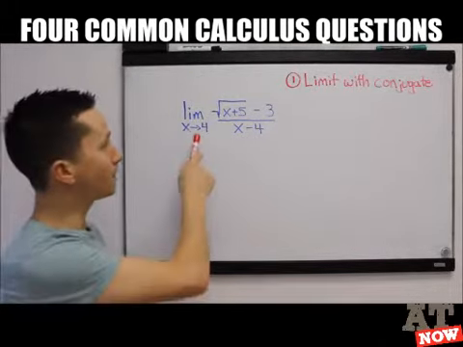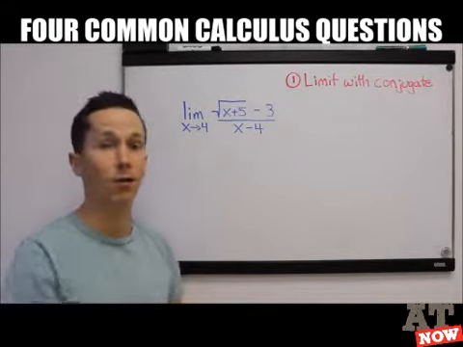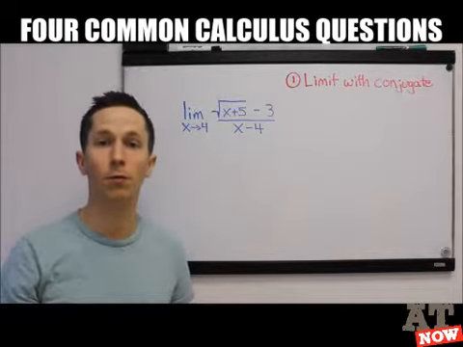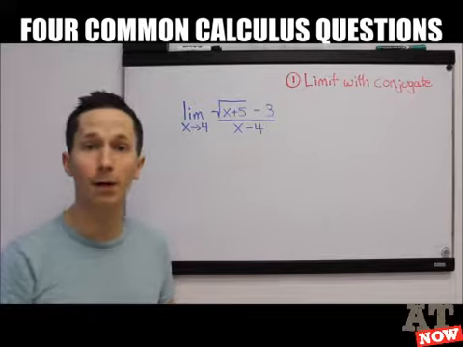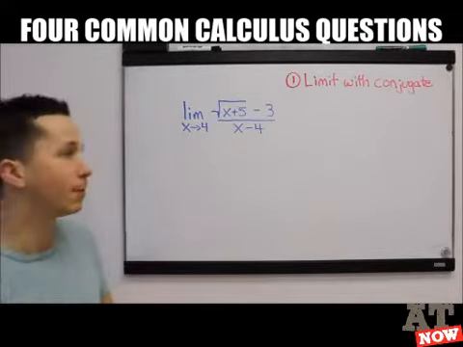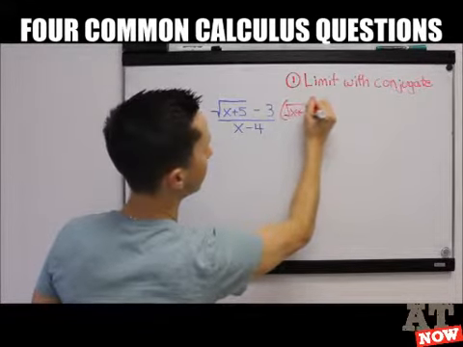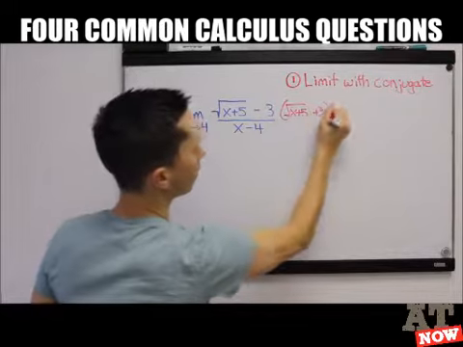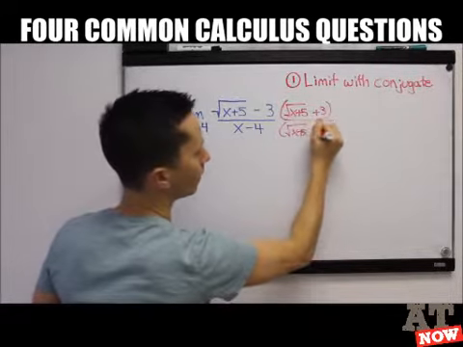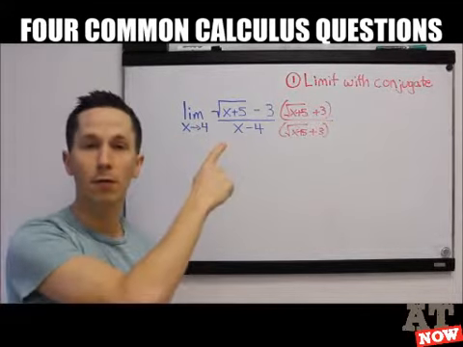What that means is that we can't plug in x equals 4 because the bottom's going to 0, which we cannot have. But our x on top is trapped under a square root. So we have to multiply top and bottom by the conjugate, which just means the exact same thing as the top, but change the sign in between. So I'm going to multiply by root x plus 5 plus 3 over the same thing, root x plus 5 plus 3. What that does is that gets rid of the square root on top.